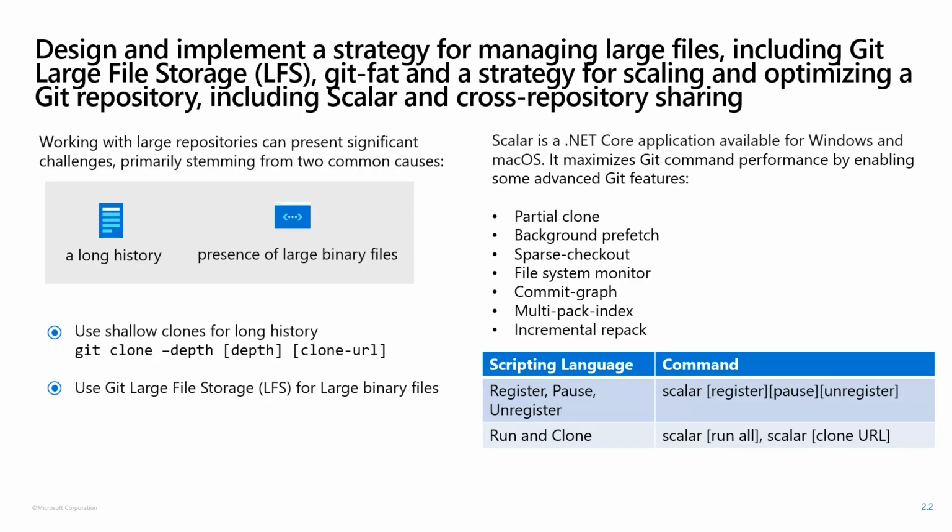Take also note of the tool Scalar and how it maximizes the performance of Git commands by enabling advanced Git features like background prefetch or multi-pack index. Make sure to try this out yourself to understand the registration part and running of Scalar.